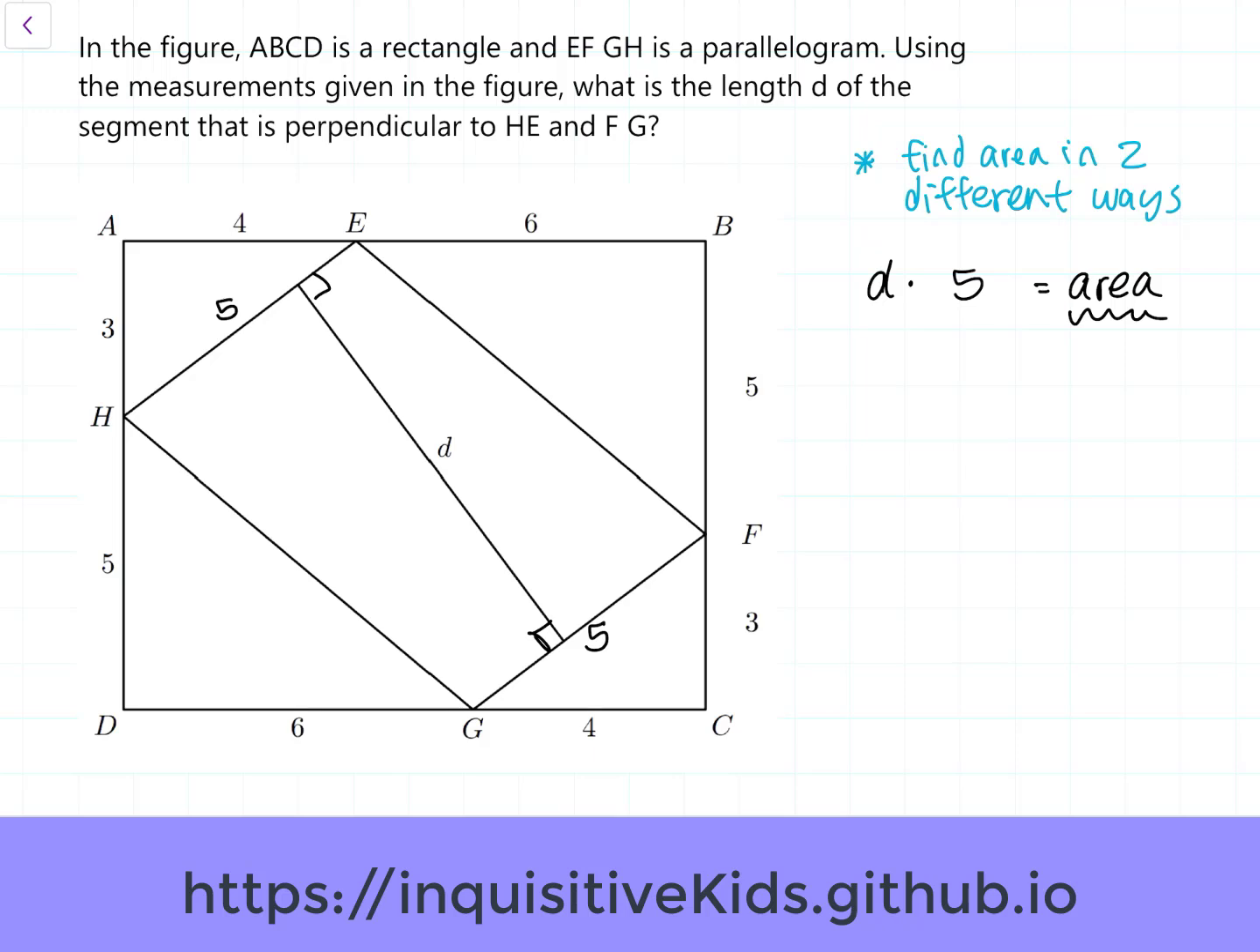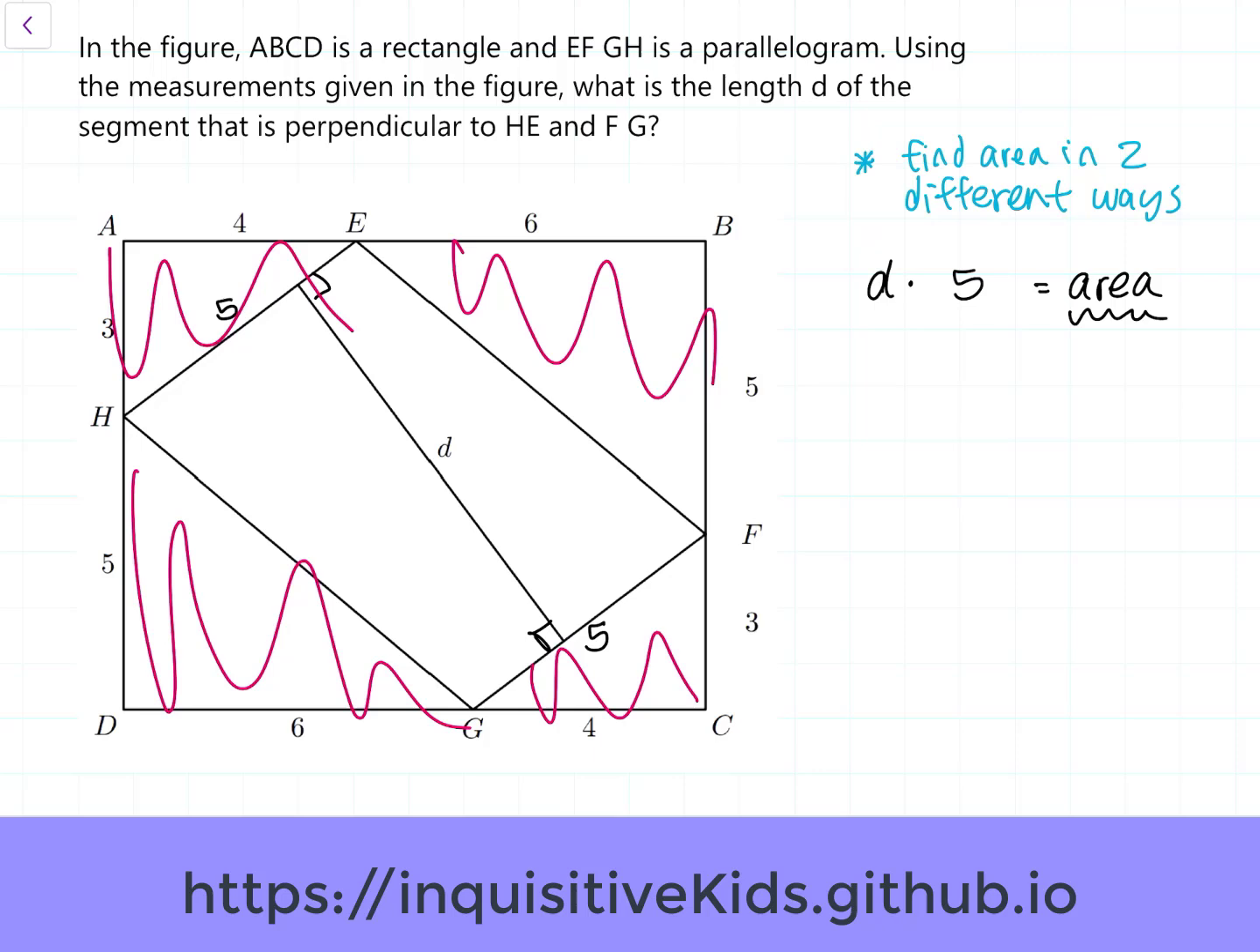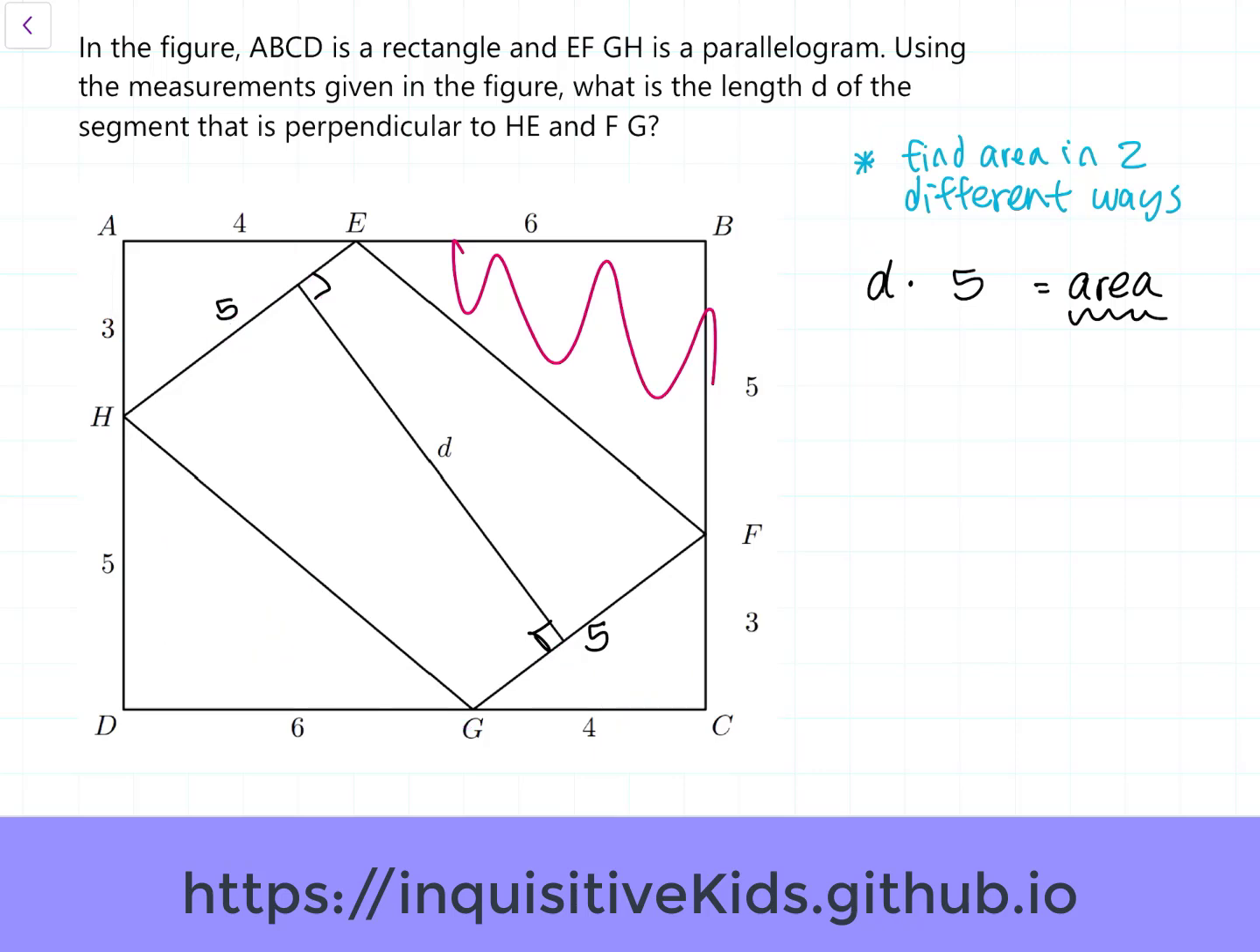For example, ABCD is a large rectangle, so we could just take away all these regions here in order to find the area of EFGH. So, let's first find the area of the big rectangle, and that is 10 times 8. That is 80. So that is the area of the large rectangle. And now let's try to find these shaded regions.